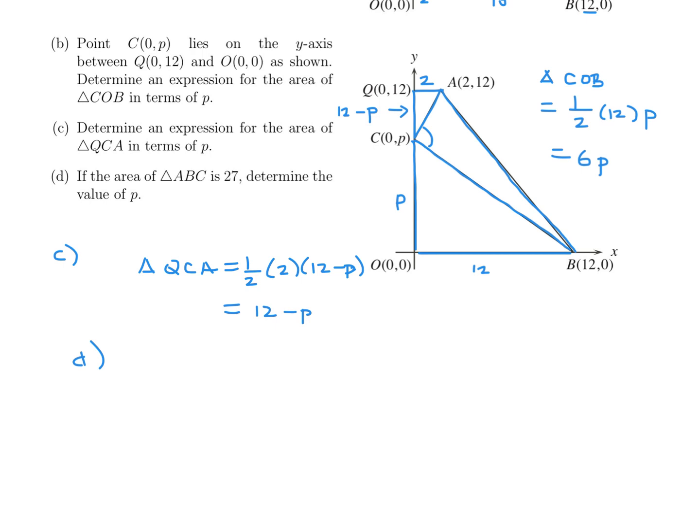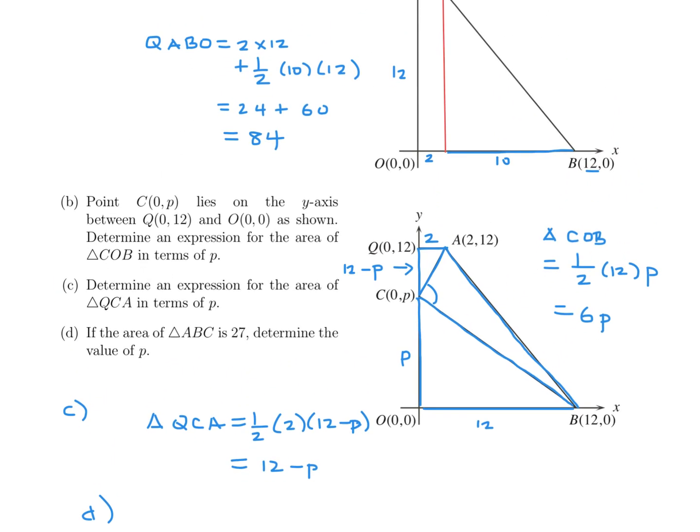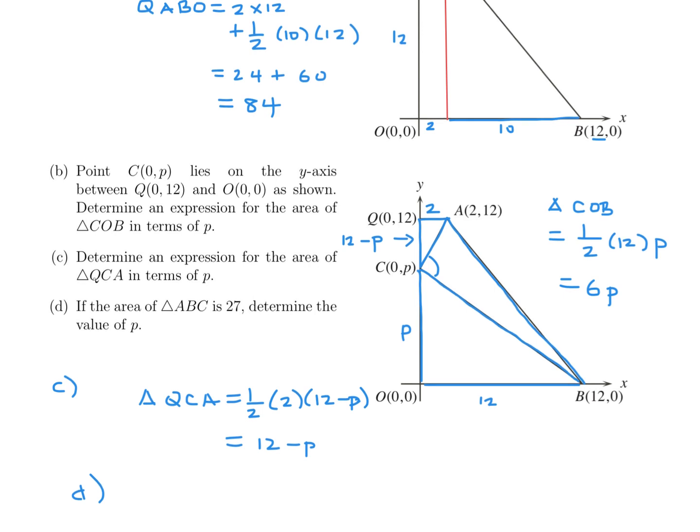So how will I do this then? I think I will have to take the whole one. I think we figured that out upstairs, right? QABO, which is the entire shape, and that's consisting of COB plus QCA plus ABC. Yeah, okay, I got it.